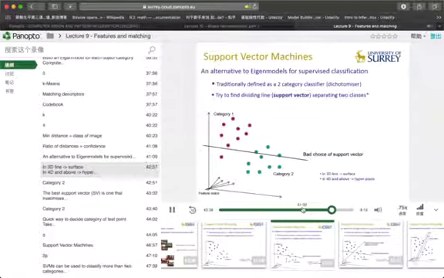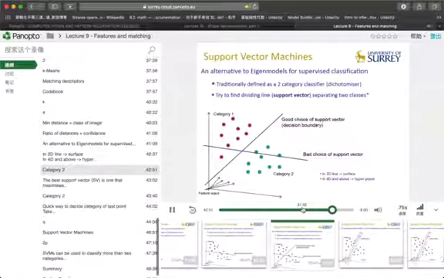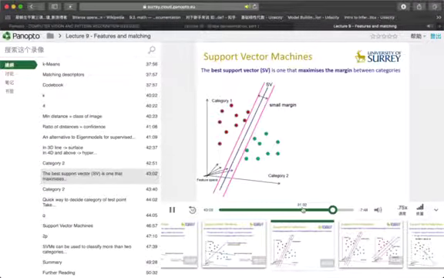So, right, I think we'd all agree that that would be a bad choice of support vector, right? Because it doesn't divide the two categories up. It's not a very good decision boundary. This would be a better choice of support vector. But how can we define quantitatively what the best support vector is that separates these two classes?